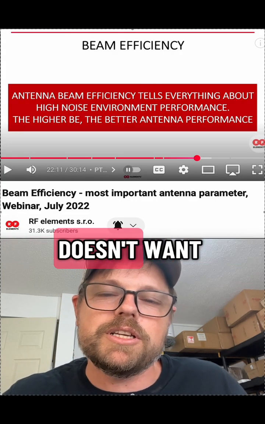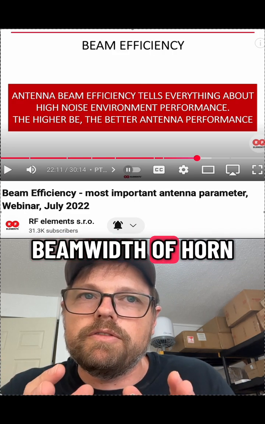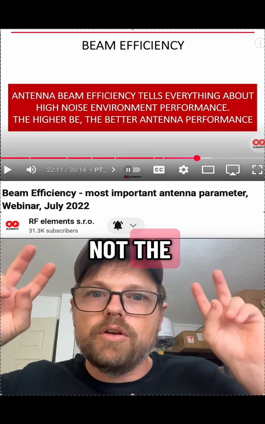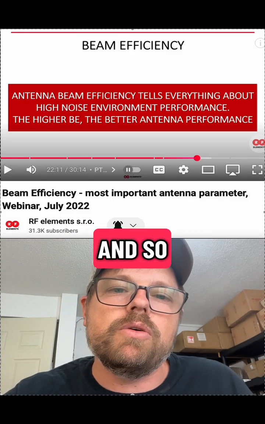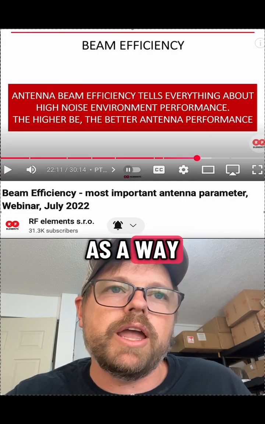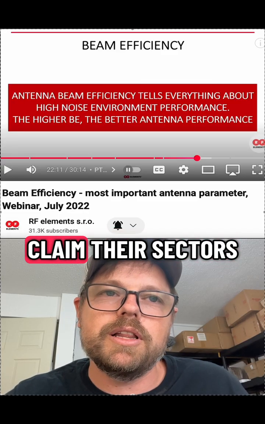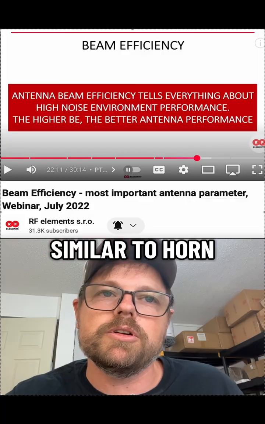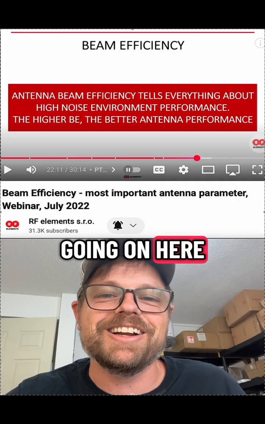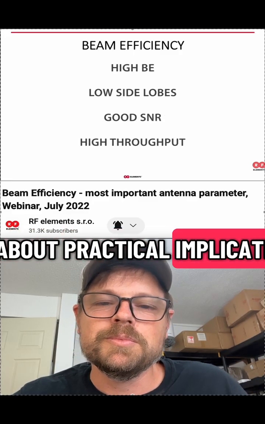Obviously, RF Elements doesn't want customers to understand it's the narrow beam width of horn antennas that makes them perform well in noise, not the absence of side lobes. And so it appears that they created this beam efficiency as a way of debunking their competitors' claim their sectors were performing similar to horn antennas. That seems to be actually what's going on here. And in the following section, I will tell you about the practical implications and consequences.